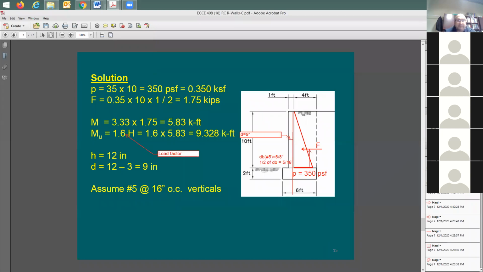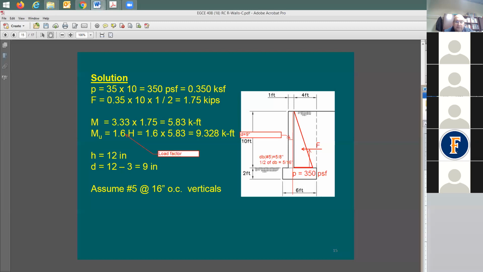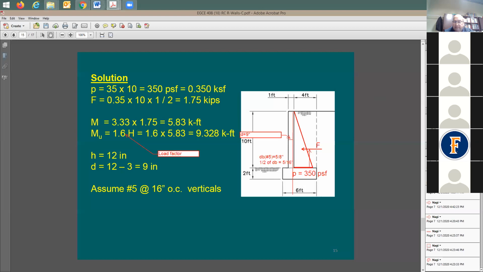Any other questions on the exam, on the submittal? Professor, could you explain real quick the building code problem with the slide, the last part of the submittal? Absolutely. Give me a second.